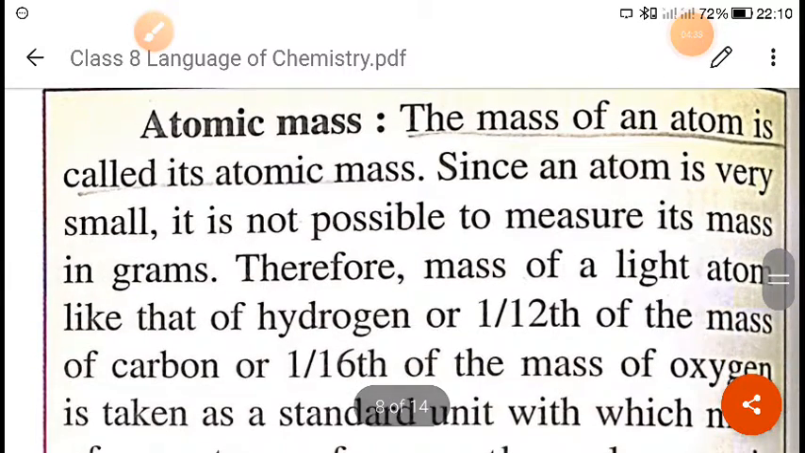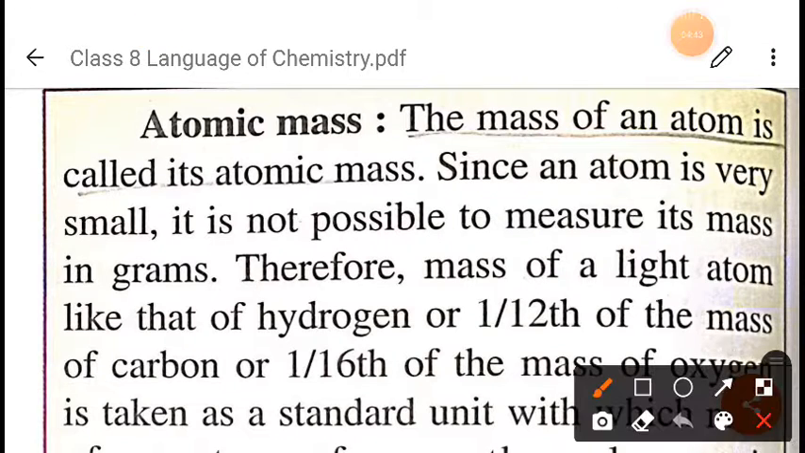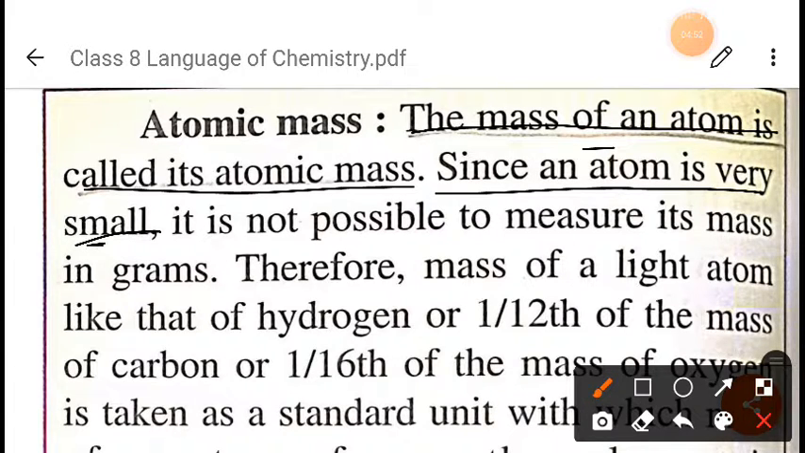So what is atomic mass? It is nothing but the mass of the atom. The mass of an atom is called atomic mass. We know that an atom is very small, so it has become very difficult to measure the mass of the atom. Since it is so small, it is not possible to measure its mass in grams.